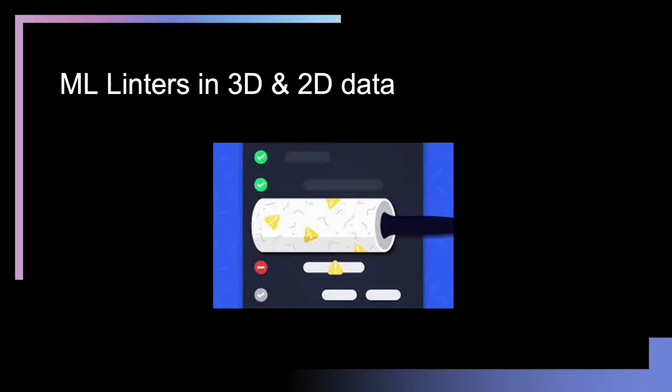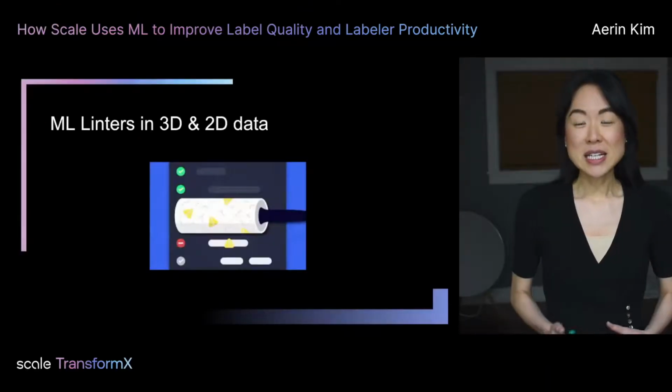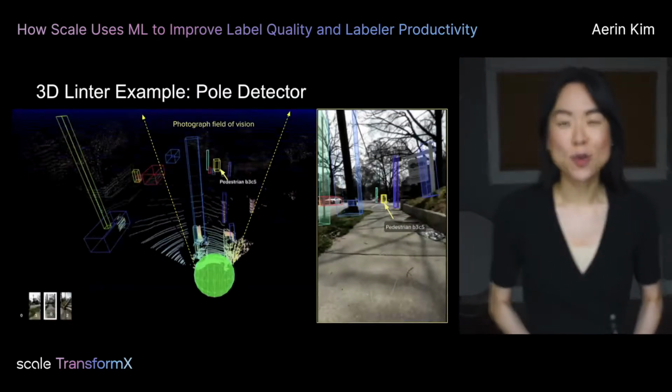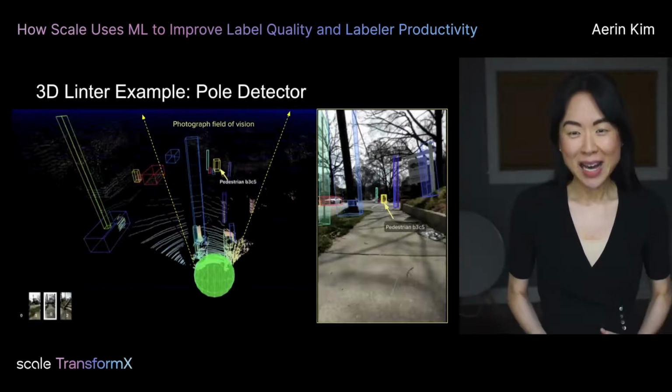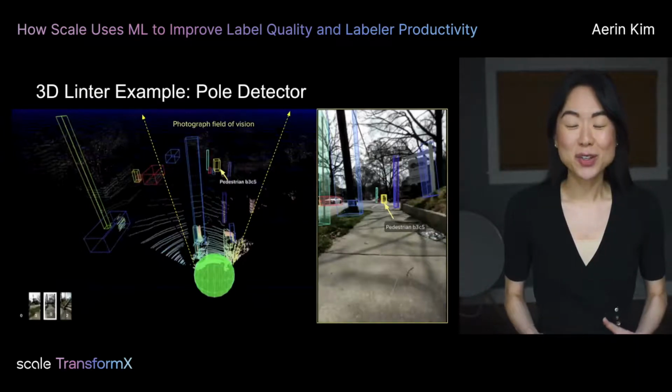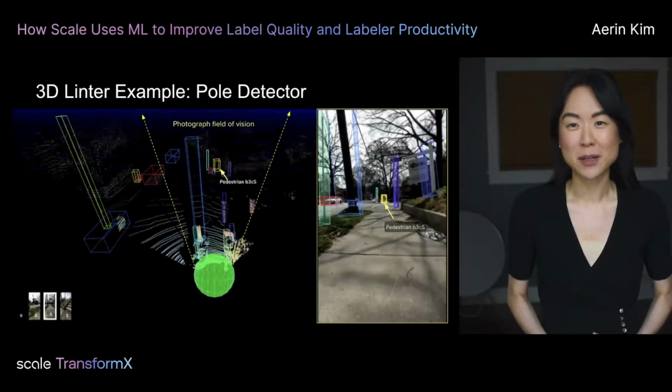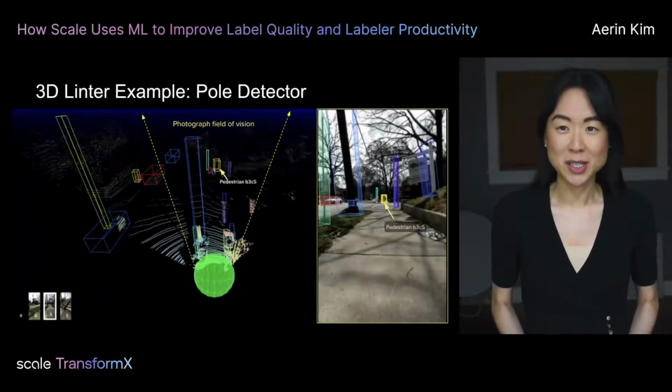The last part of the talk is about ML linters that we built at Scale. A software engineering linter automatically checks your code for programmatic errors. The ML linter at Scale, on the other hand, compares high confidence model predictions with human annotations to surface obviously wrong annotations. Since detecting cars, trucks, or pedestrians isn't new, I'd like to present something that you don't usually see in research benchmarks, which is pole detection using LiDAR.